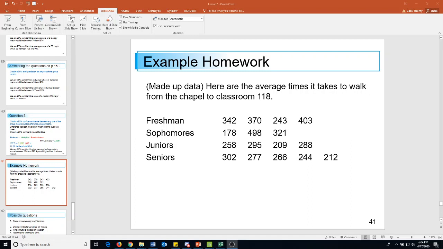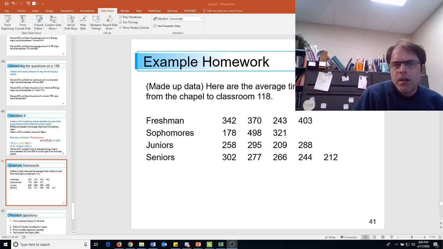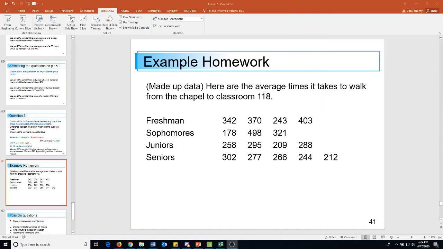Okay, let's do some example problems of the homework. I'm going to go through this quickly, but you might be able to get the idea. Here I just made up some data. I don't even know what the results will be, but here are the average times it takes to walk from the chapel to Euler 118. Freshmen took that many seconds, sophomores took that many seconds, and so forth. And they might have boyfriends or girlfriends or who knows.